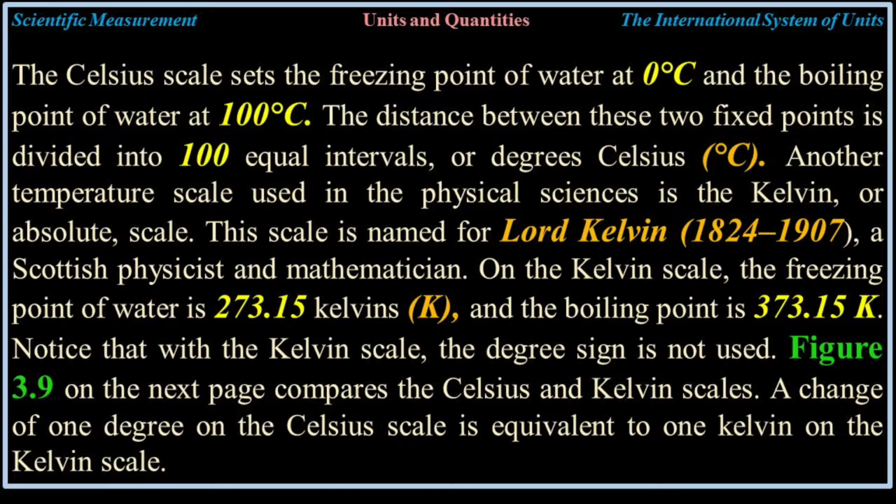On the Kelvin scale, the freezing point of water is 273.15 kelvins, and the boiling point is 373.15 Kelvin. Notice that with the Kelvin scale, the degree sign is not used. Figure 3.9 on the next page compares the Celsius and Kelvin scales. A change of 1 degree on the Celsius scale is equivalent to 1 Kelvin on the Kelvin scale. Look back at Figure 3.9 and make sure that makes sense to you.